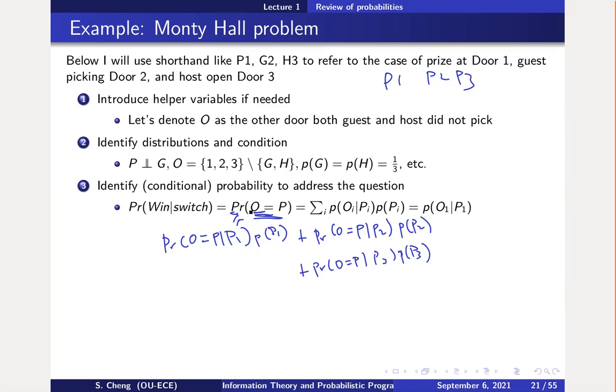Now, here I'm just doing marginalization, right? That's the same step we did earlier. Or I'm sorry, this may be a bit of a jump for you. Actually, what I mean is this one, O equal to P and P1. I can do it this way.